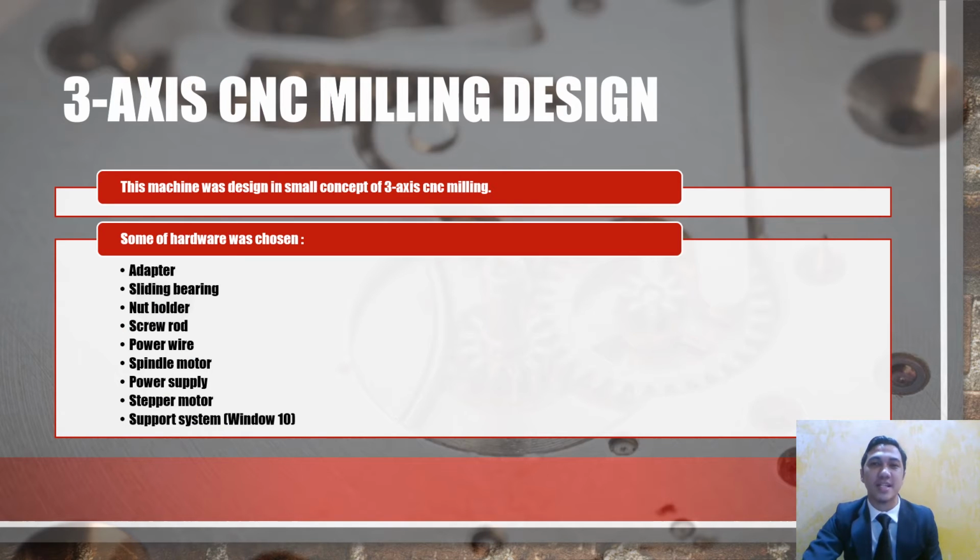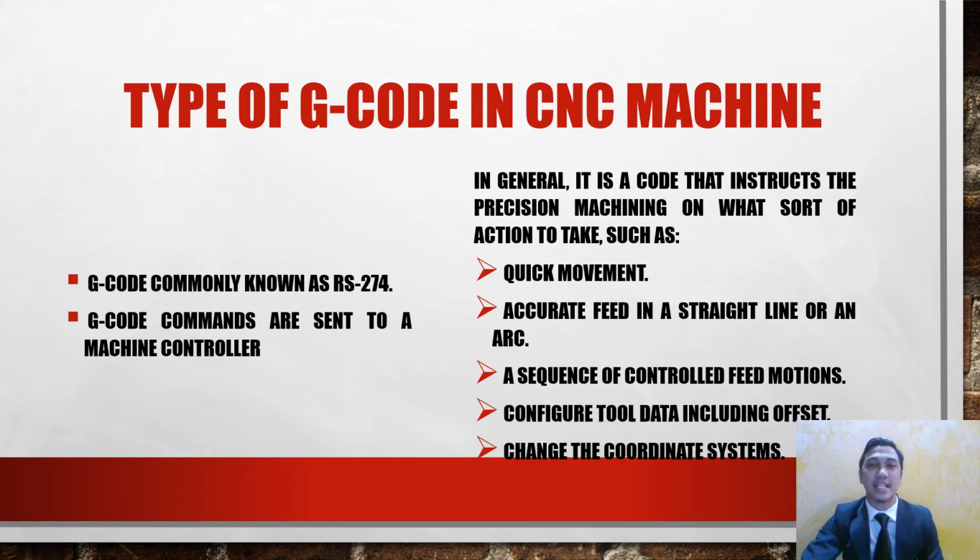3-axis CNC milling design. This machine was designed on a small concept of 3-axis CNC milling. Some of the hardware chosen in this project: adapter, sliding bearing, nut holder, screw rod, power wire, spindle motor, power supply, stepper motor, and support system, which is our laptop. Type of G-code in CNC machine. G-code, commonly known as RS-274. G-code commands are sent to a machine controller which instructs the motor on where to go, how quickly to move, and which path to take.